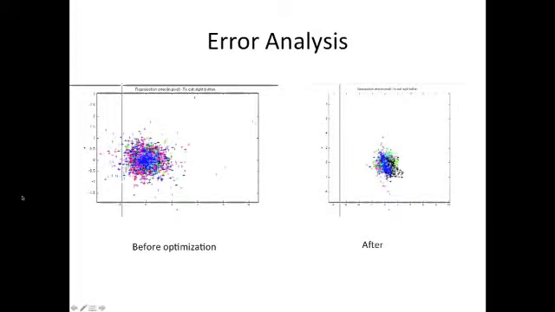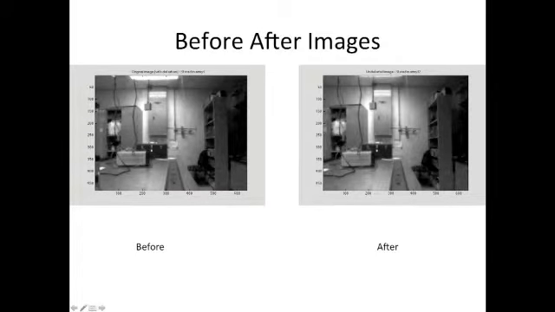This is the error analysis for the IEEE 1394 camera, which is not the fisheye camera. This is before optimization and after optimization. Notice that the error in pixels is much more tightly grouped after optimization. These are before and after images of the scene. You can see that there's slightly less distortion in the scene over here.